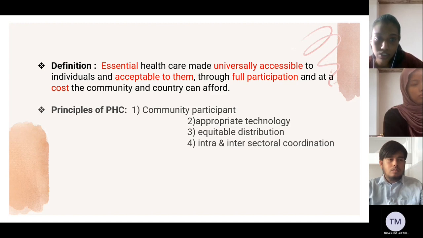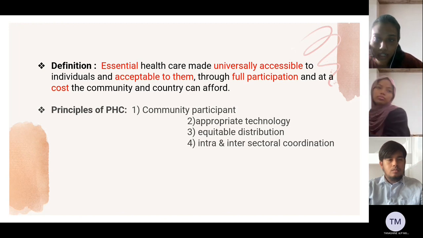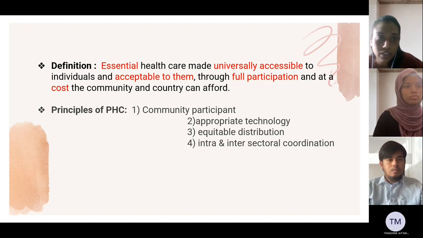First would be essential. Primary healthcare consists of only the bare essentials of our healthcare needs, which means the bare minimum which needs to be given in any medical condition. Next would be accessible, which means it should be located at a place where everyone can access easily. Third is acceptable; it should be acceptable to everyone.